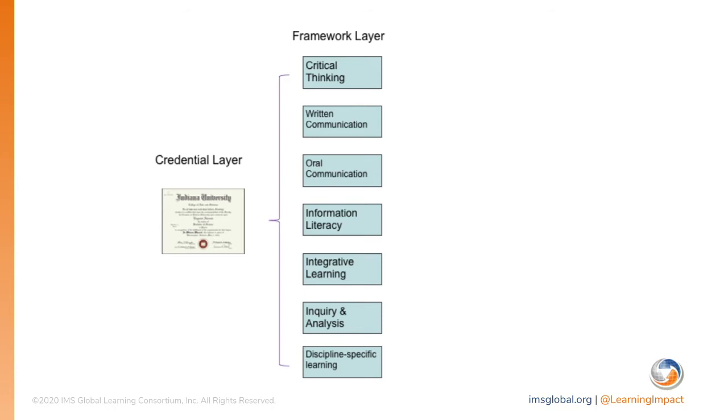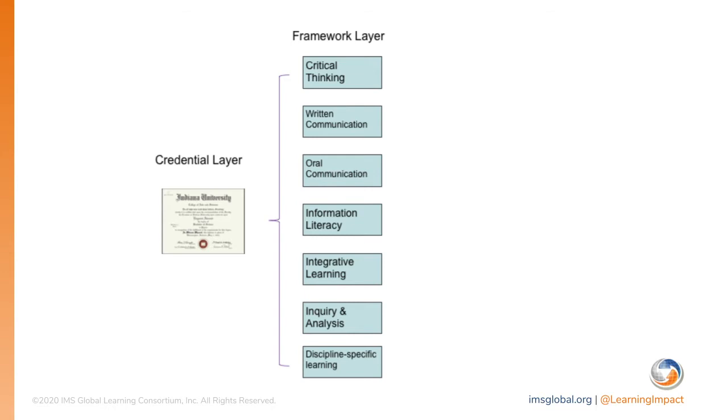So we can see here that Indiana University has determined, hypothetically, that these are the areas of learning they are tracking towards the completion of this credential: critical thinking, written communication, oral communication, information literacy, integrative learning, inquiry and analysis, and then there's the discipline in which the student earned a degree. So that could be biology, chemistry, nursing, architecture, whatever it is. There are a certain amount of specific learning outcomes for that degree path that they're also going to be tracking. So that's the next layer.